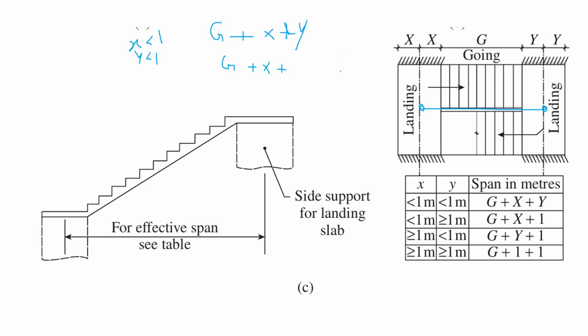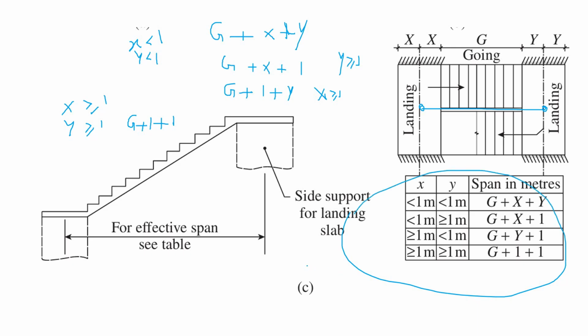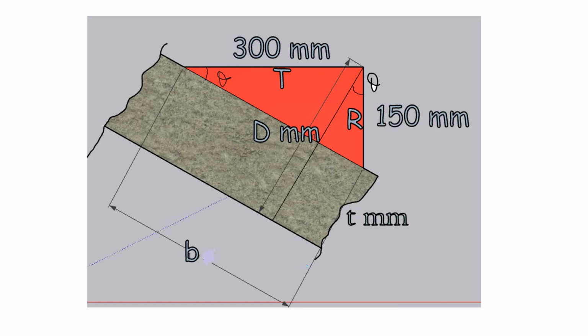Now suppose you have a condition where y is greater than or equal to 1. Here you replace this y by 1. Suppose x is greater than or equal to 1, you replace the x by 1. This is the third case. In the fourth case, if x is greater than or equal to 1 and y is greater than or equal to 1, you can write g plus 1 plus 1. So these are all the 4 cases, which are represented by this table. This table is available in IS 456-2000.